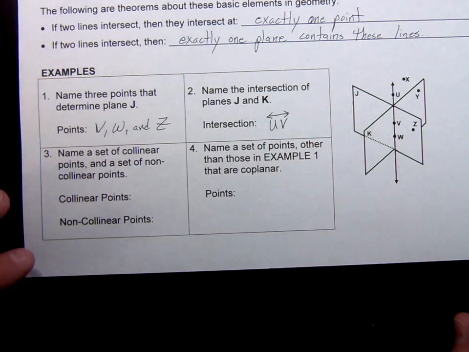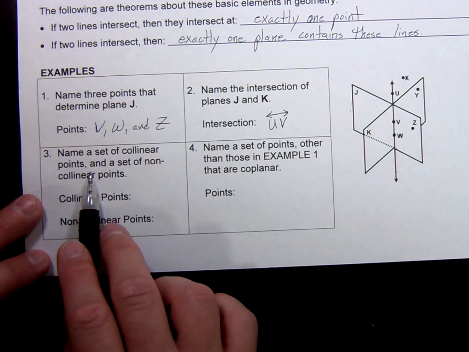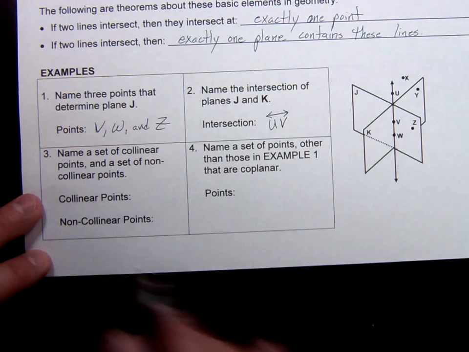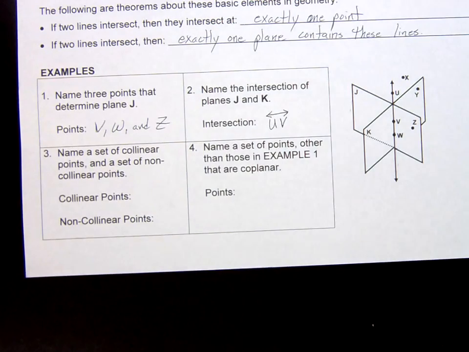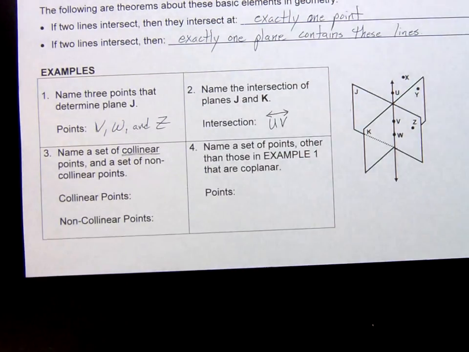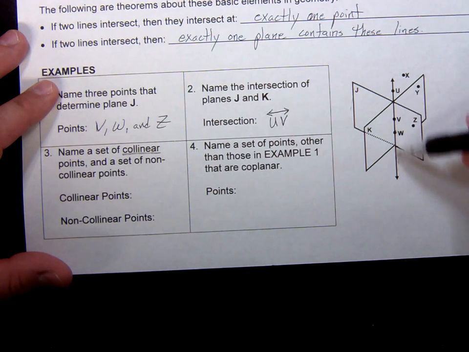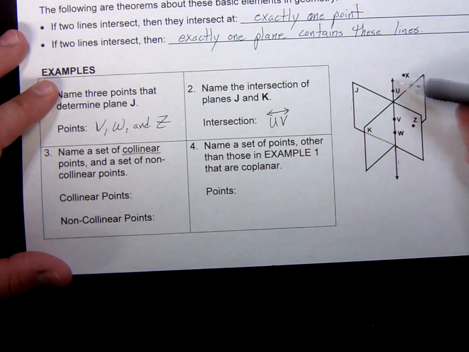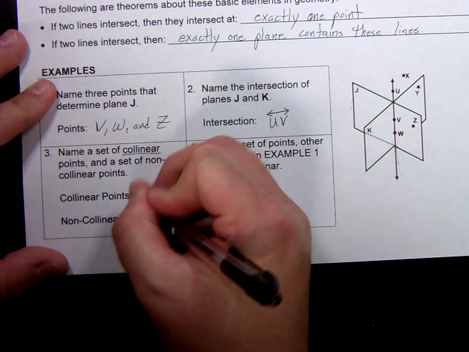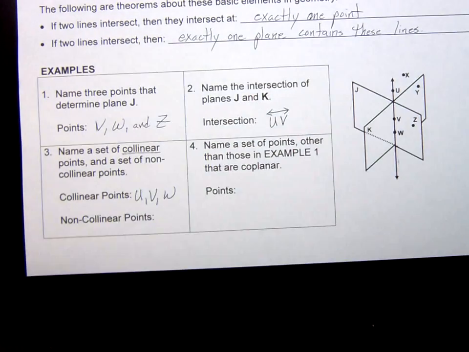Alright, number 3. Name a set of collinear points and a set of non-collinear points. Okay, remember, collinear means that there are points on the same line. So if we want to name some collinear points, we need points on the same line. Well, we just talked about this line right here and the fact that it has 3 points on it. So those 3 points would be collinear. U, V, W. Those are 3 collinear points.